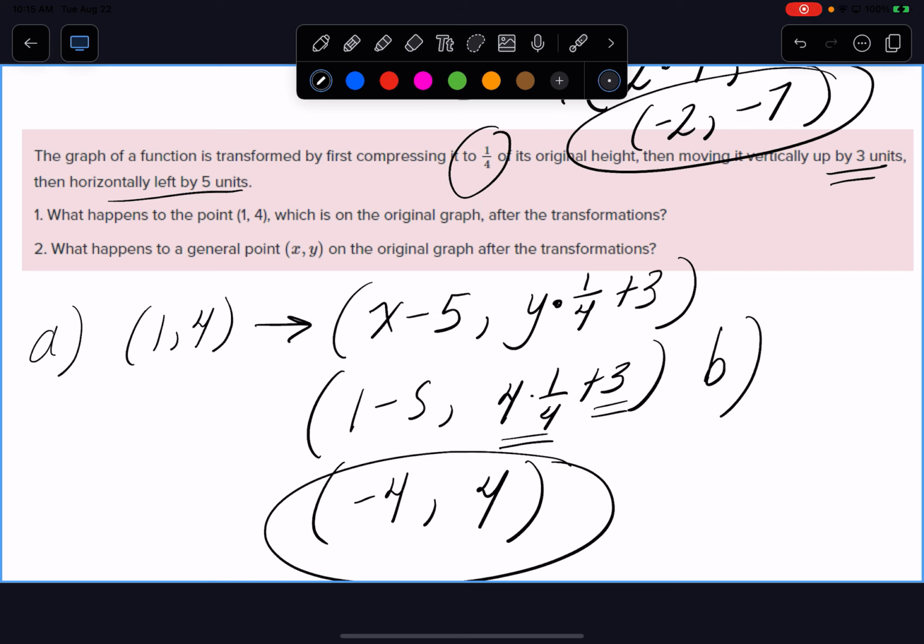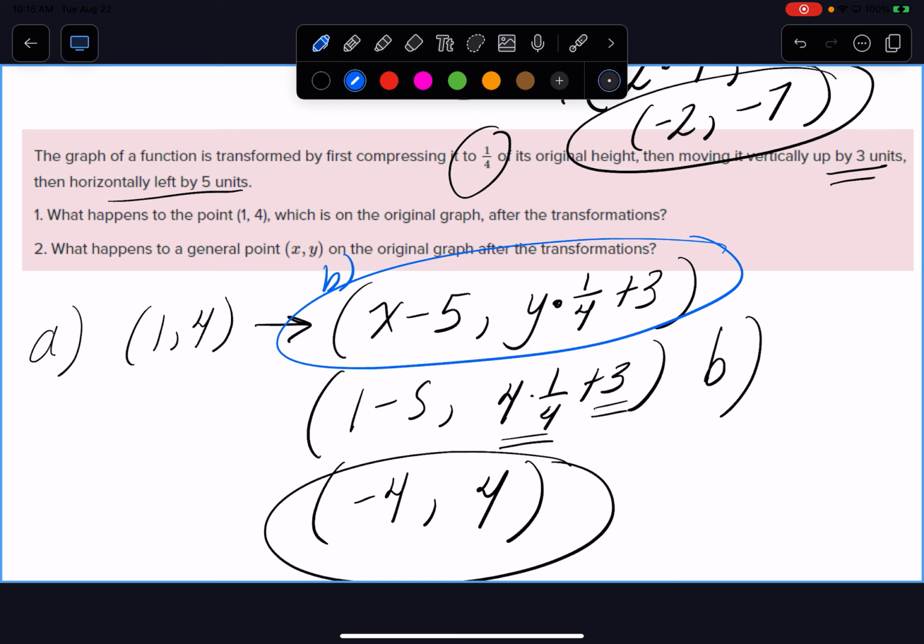Now part B, it says, what happens to the XY point? Well, the good news is, didn't we already answer that right there? That's the general, what happened to the XY point. I like to write that before I do the point. So I'd say, well, part B is right there. So what are your questions on that? That's how the homework gets worded, like this one.